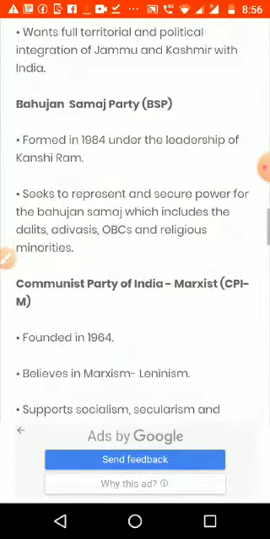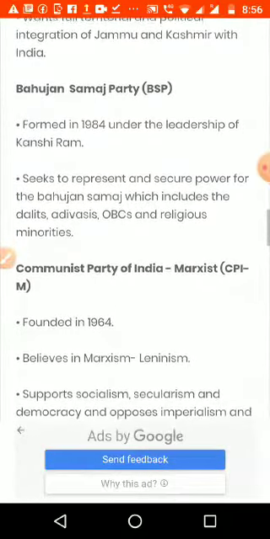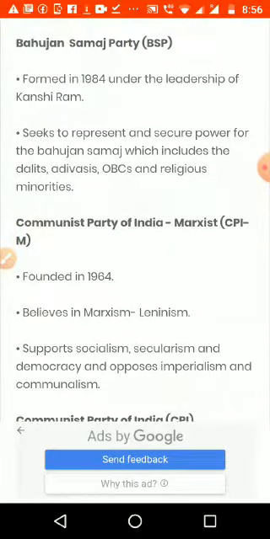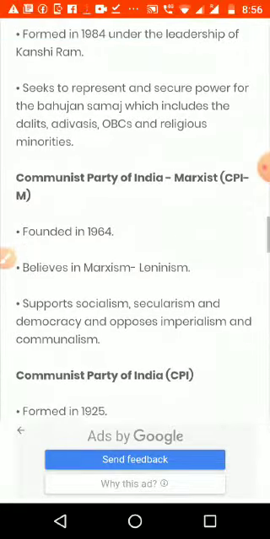Bahujan Samaj Party, formed in 1984 under the leadership of Kanshi Ram, seeks to represent and secure power for the Bahujan Samaj, which includes the Dalits, Adivasis, OBCs and religious minorities.